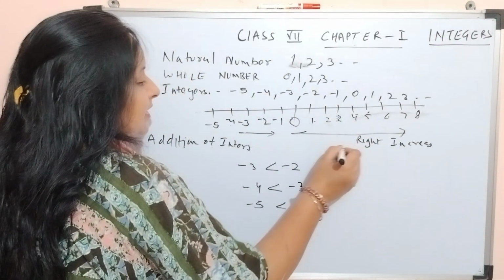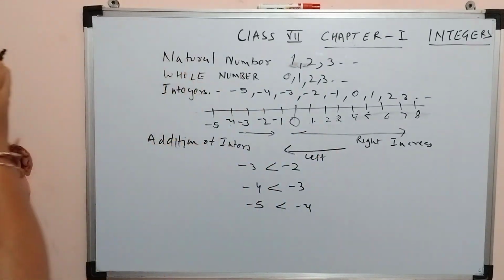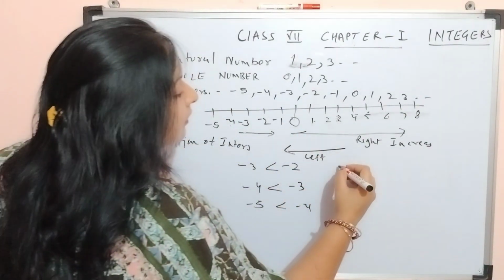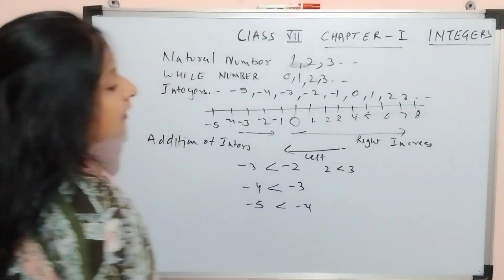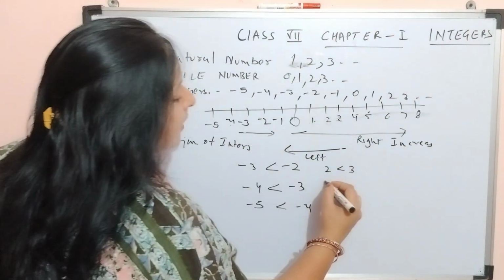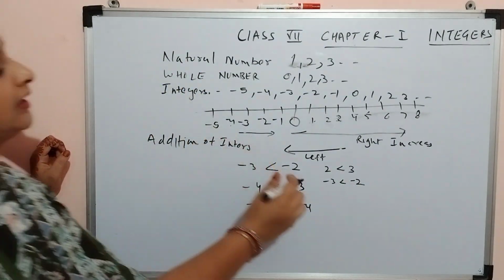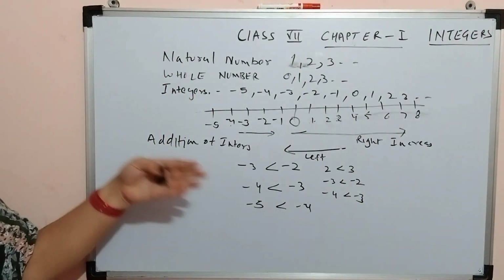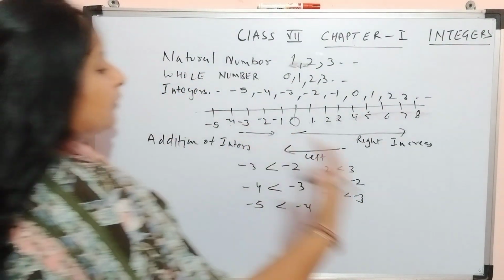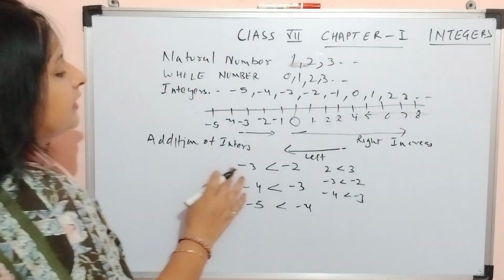When we move towards left, the value of integers decreases. For example, when you move left, 2 is smaller than 3. In the same way, -3 is smaller than -2. In the same way, -4 is smaller than -3. So when we move right, the value of integers increases. When we move left, the value of integers decreases.